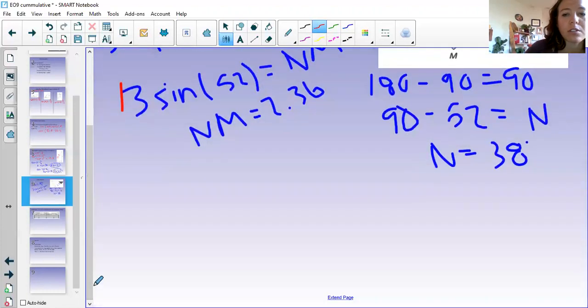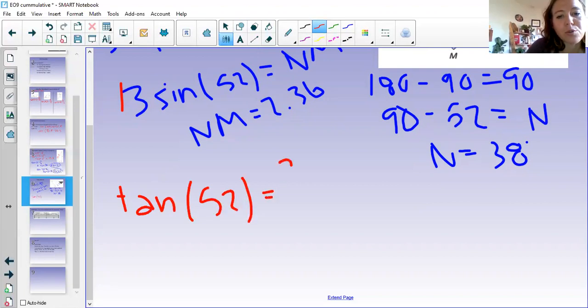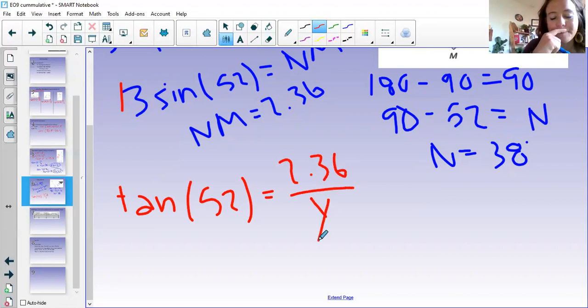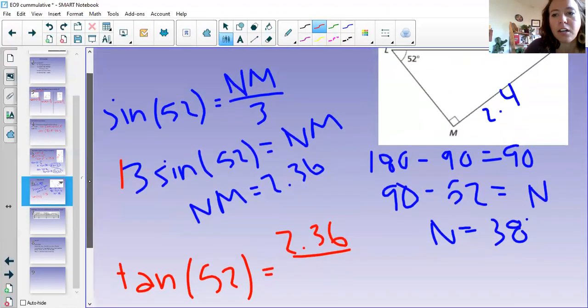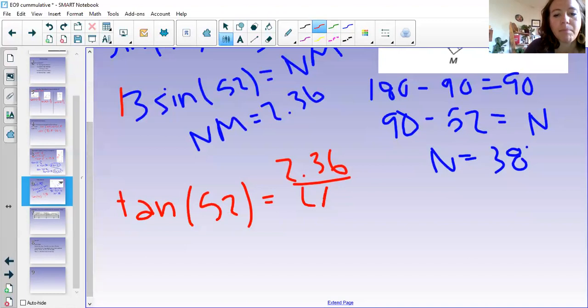Tangent of 52 is going to be our 2.36, the opposite, over, I'm going to call this y since we already used x. No, we didn't use x. We actually used the letters, right? So this is LM. Is that right? Yes, LM.